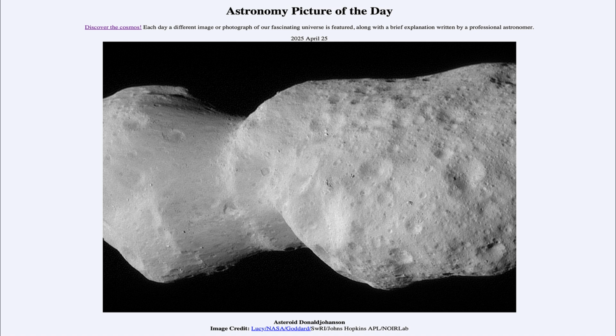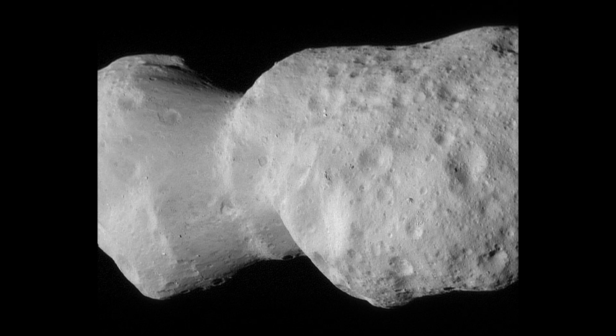Today's picture for April 25th of 2025 is titled Asteroid Donaldjohanson. So what do we see here? Well, here we see an asteroid which exists in the main belt of our asteroid belt. And this is named the asteroid 52246 Donaldjohanson.